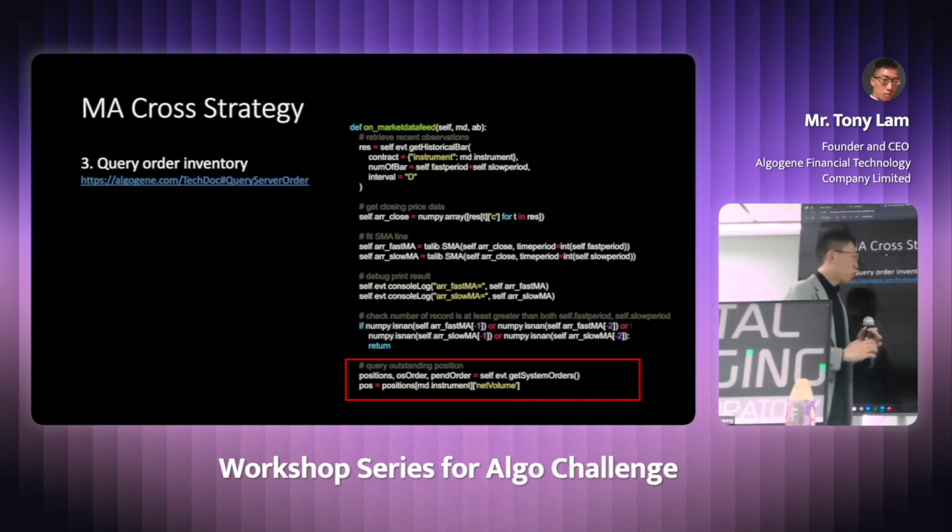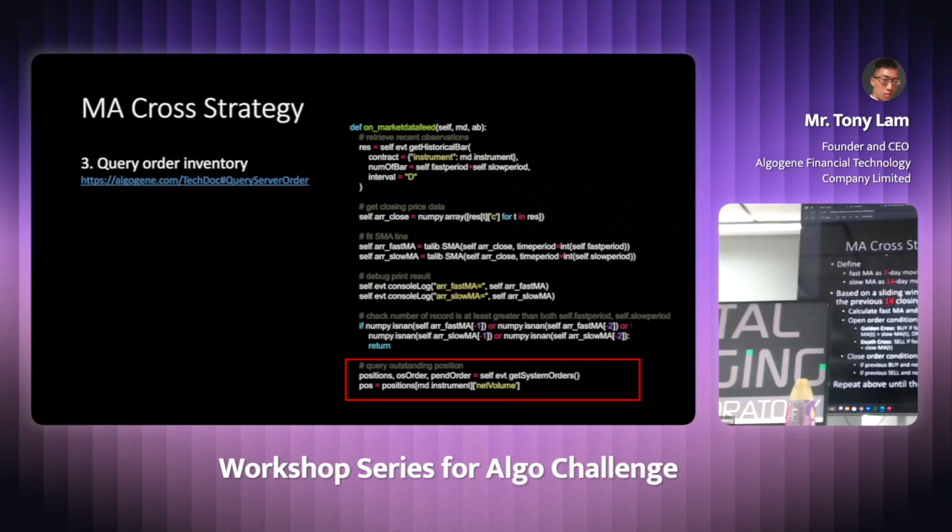Because for this trading strategy, we also make an assumption that every time we only have at most one position. So before we try to open any position, we need to check whether we have an outstanding position first. If we already have an outstanding position, we will not open any new position. This is just to simplify the strategy.